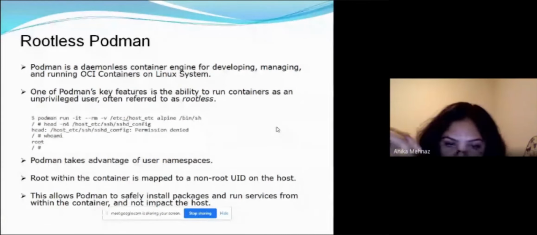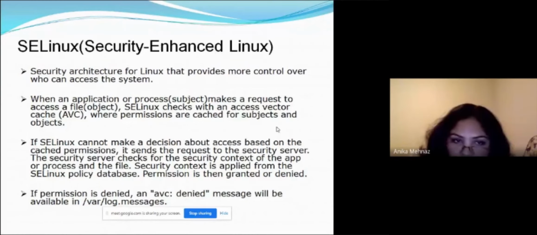The next one is SELinux, Security-Enhanced Linux. It's a security architecture for Linux that provides more control over who can access the system. When an application or process, which is called a subject, makes a request to access a file, which is an object, SELinux checks with the access vector cache, AVC, where permissions are cached for subjects and objects. If SELinux is unable to take a decision about access based on the cached permissions, it sends the request to the security server.